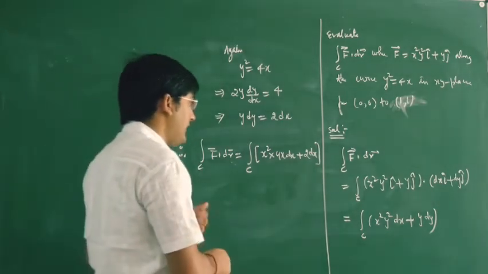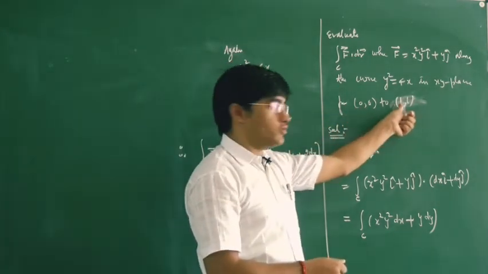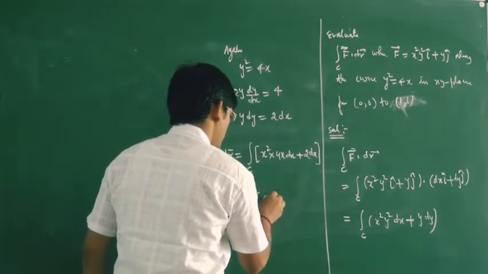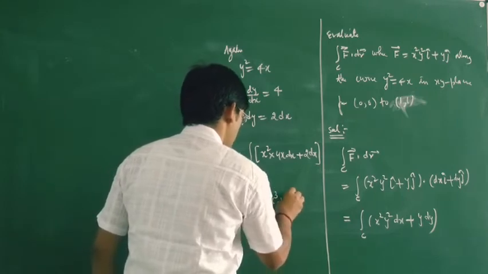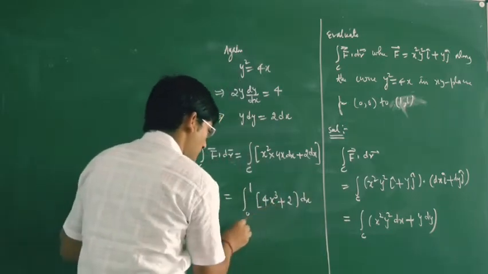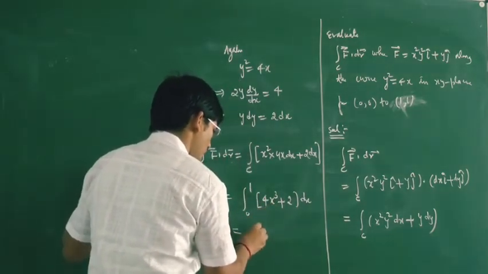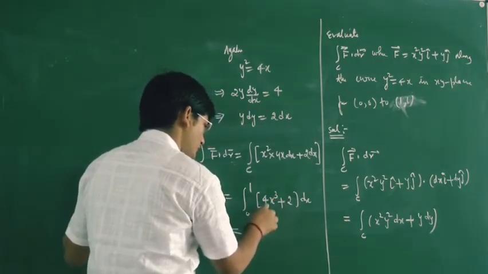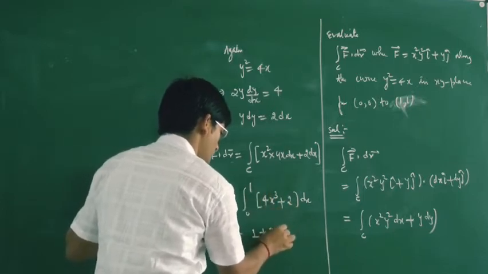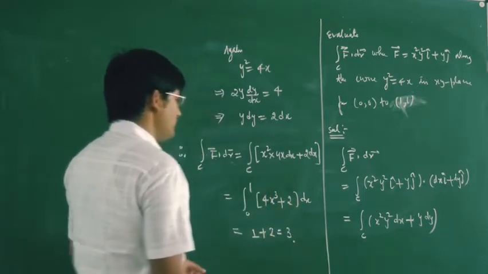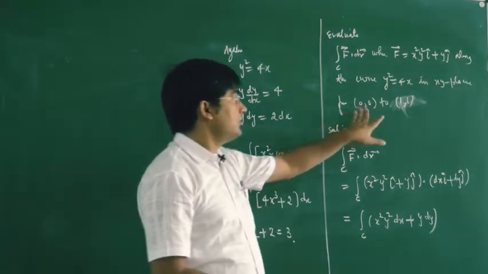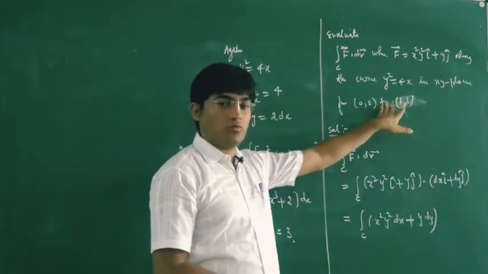Now as the limit of x is from 0 to 1, this is equal to the integral from 0 to 1. Now this will be 4x cubed, then we will have 2 dx. The integration of x to the power 3 will be x to the power 4 upon 4, so the 4 will get cancelled. So we have 1, then we will have 2x, and this will be 2. So this line integral is equal to 3 by 4, for the path from point (0, 0) to (1, 1).